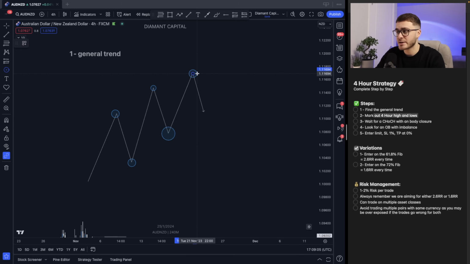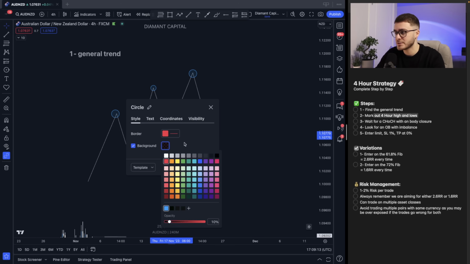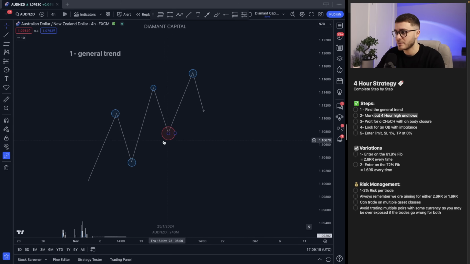Now, what I usually like to do is actually assign some colors to it as well. For example, the lows can be in red. Let's just leave it as that. And then obviously this one down here as well. So that's generally what I'm going to be doing on the charts over here. Now, in terms of the next step, what we're going to be waiting for is a change of character with a body closure.